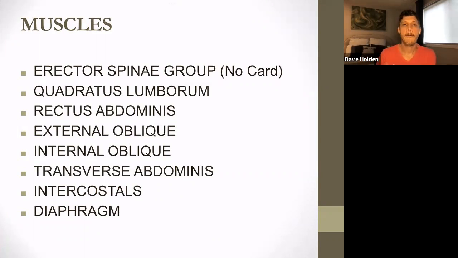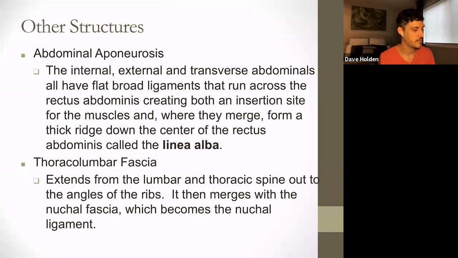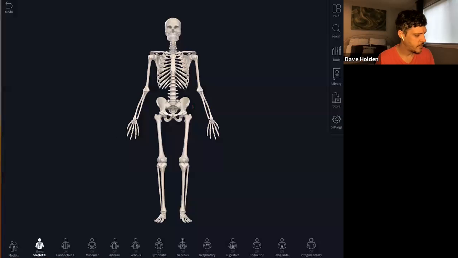All right, so muscles for today, we have the erector spinae group, the famous QL, quadratus lumborum, rectus abdominis, the washboard abs, internal and external obliques, and transverse abdominis. Those four muscles are the abdominal group. So there's one whole group of muscles. Intercostals and the diaphragm. Lots to cover today. We will start with other structures, abdominal aponeurosis and the thoracolumbar fascia. I think we're pretty much familiar with these by this point. I would hope so.